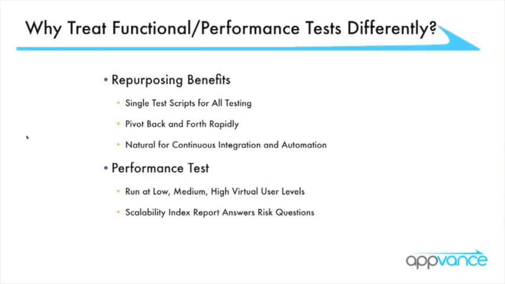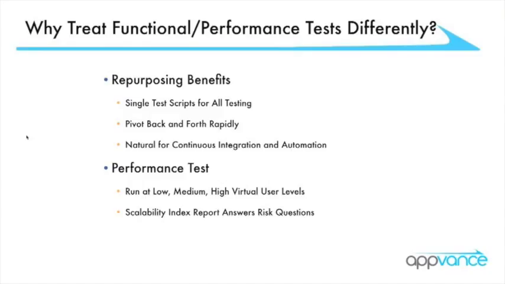First is that you'd have a single set of test scripts to do all of your testing. So you'd be able to do functional testing, performance testing, or stress testing all from the single test. What I find is that when you move into performance testing or stress testing, oftentimes you find functional problems. And so if you had a repurposing environment, you could very easily pivot back and forth rapidly. You could pivot from functional testing to performance testing. If you found some functional issues, you could pivot back into functional testing. And you could do this like instantly.